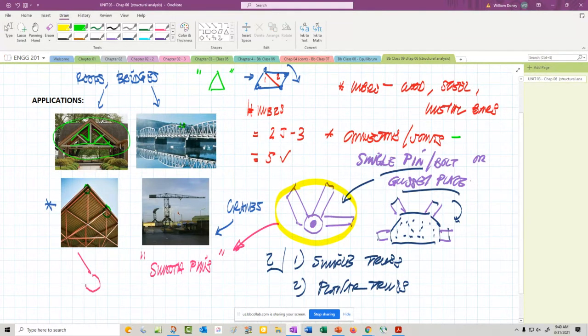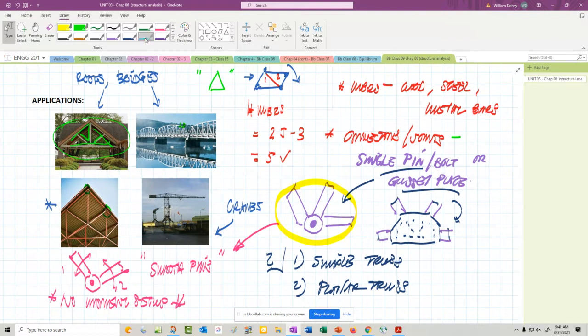If we have a smooth pin that is holding this piece together with this piece, so member one and member two, if I try to rotate this or rotate this one, there's no moment set up. And that makes the solution of these way easier if there's any kind of strain or any rotation put on that. Okay?